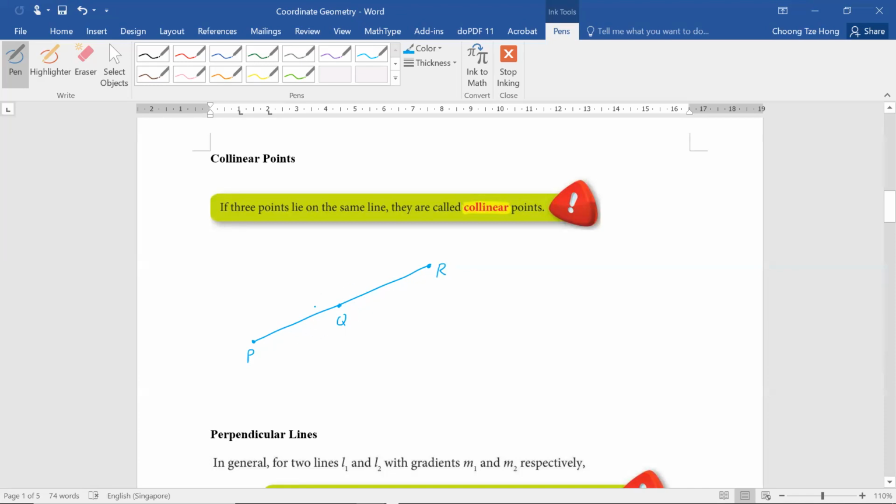So if the question says that 3 points are collinear, then you can actually extract some useful info from it. For example, what can we say about the gradient of PQ and the gradient of maybe QR and the gradient of PR? If they are collinear, they lie on the same straight line, then their gradients should be equal. So you can always make use of this relationship to help you to solve problems. All right. So remember, collinear means the points all lie on the same straight line.